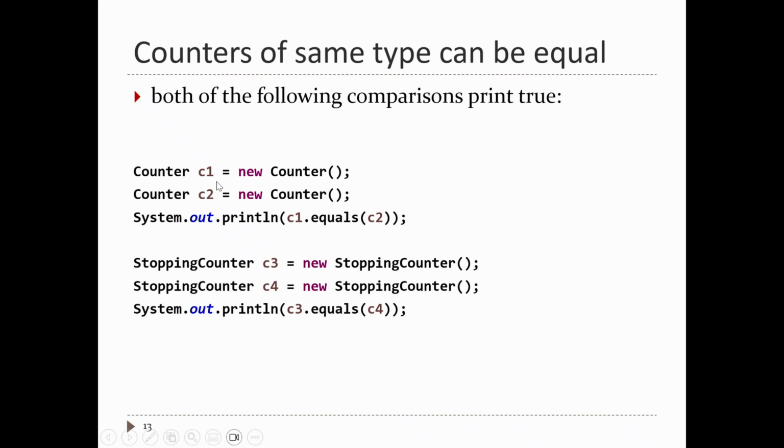So for example, I have counters c1 and c2. Their values are both 0. They're both Counter objects. So c1 equals c2 should return true.